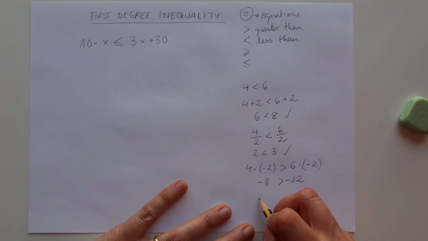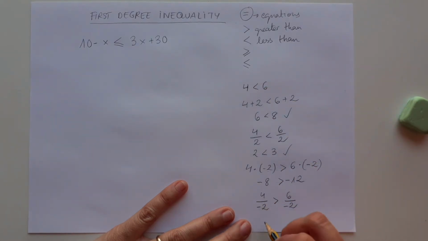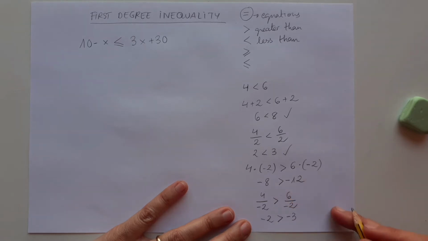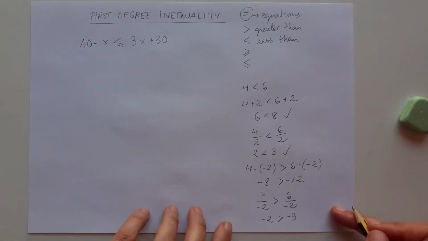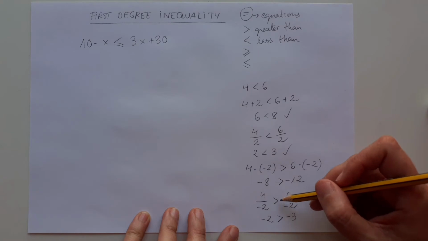Same thing if we divide by a negative number. Let's say that I divide by negative 2 as well: 4 over negative 2 and 6 over negative 2. I'm going to change the sign right now because we know. So this would be negative 2 is greater than negative 3, which is correct. So this is the only thing you have to keep in your mind. When you multiply or divide by a negative number, you have to change the direction of the sign.